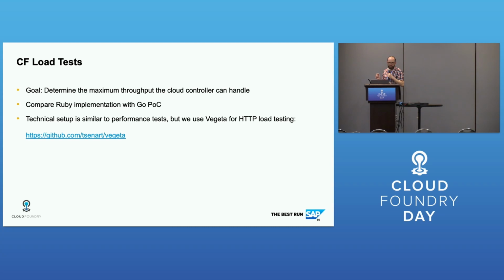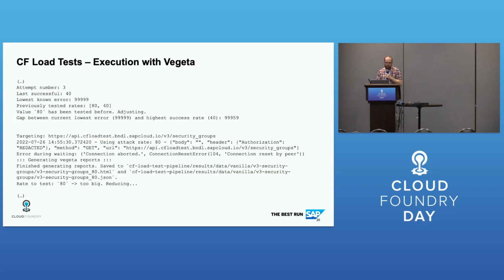And the technical setup is in total quite similar to the performance tests. But here again, we use Vegeta for HTTP load testing. And yeah, well, this is what it then looks like when Vegeta starts running. So for example, here you do a load test of the v3 security groups endpoint, and then it starts with an attack rate of 80, and then it increases this rate until it receives too many errors, and then you know where the boundary is, how much load a certain endpoint can handle.